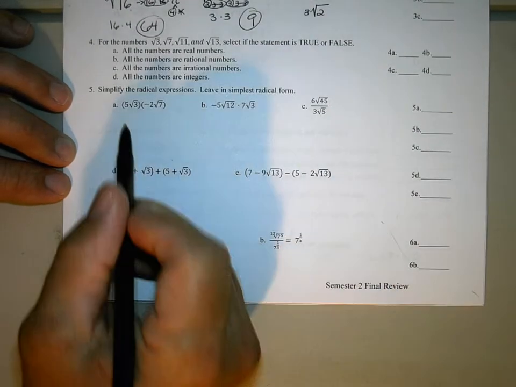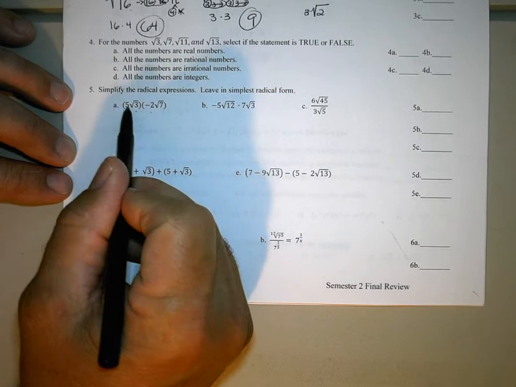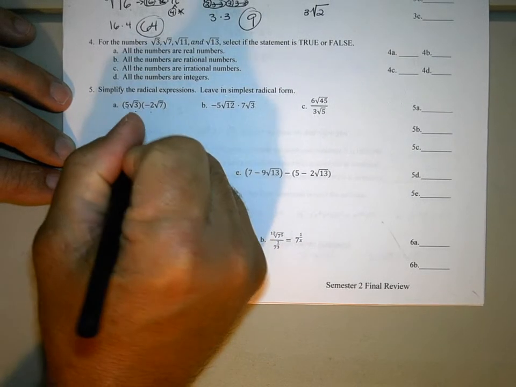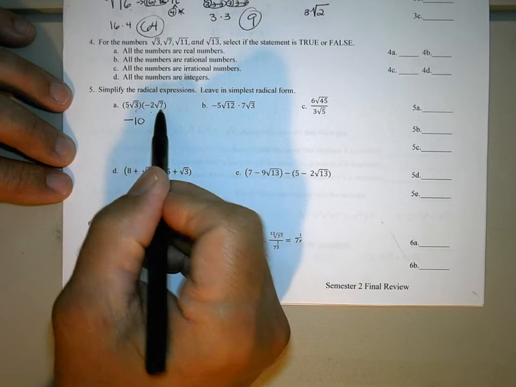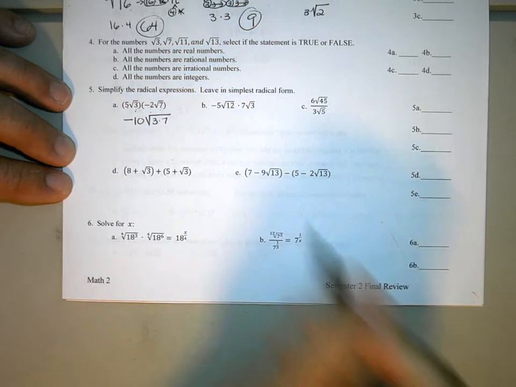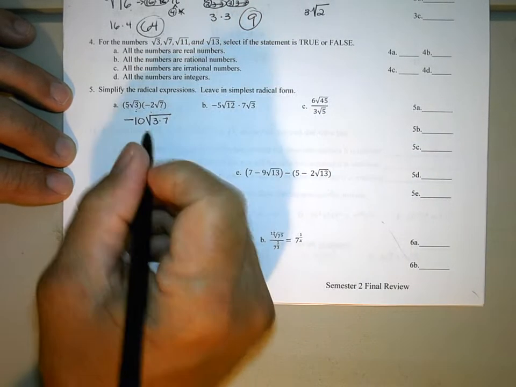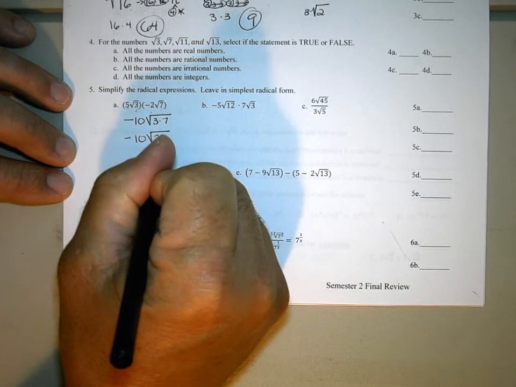Alright, we're multiplying radicals. So we multiply what's out in front of the radical. 5 times negative 2 is negative 10. And when we multiply radicals, they both go underneath. Since there's no twins here, we just rewrite it as negative 10 times the square root of 21.